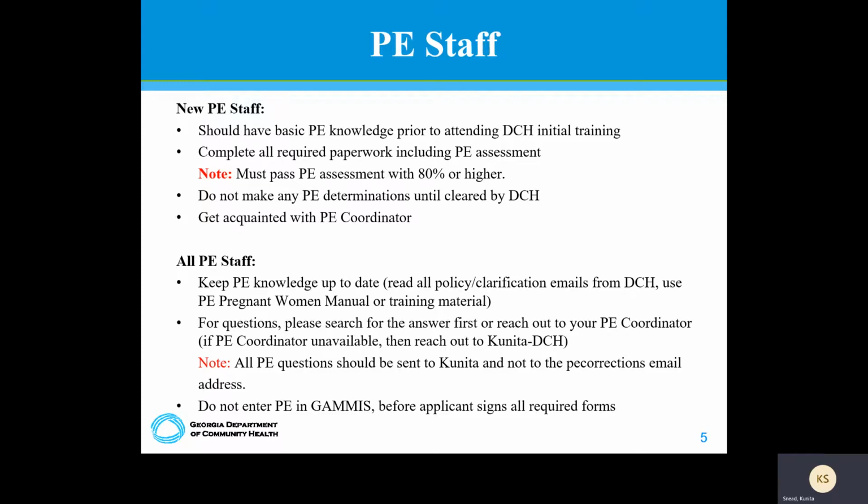When you're doing the PE process, remember I told you all of the paperwork has to be completed and signed first before you enter a PE into GAMMIS. It should not be that you enter the PE into GAMMIS and then do your paperwork. That is not the correct procedure. We have to do everything on paper first. You make an eligibility determination on paper first. Then if the person is eligible, you put the PE into GAMMIS. And that's to make sure that you have the applicant's signature where it is applicable.